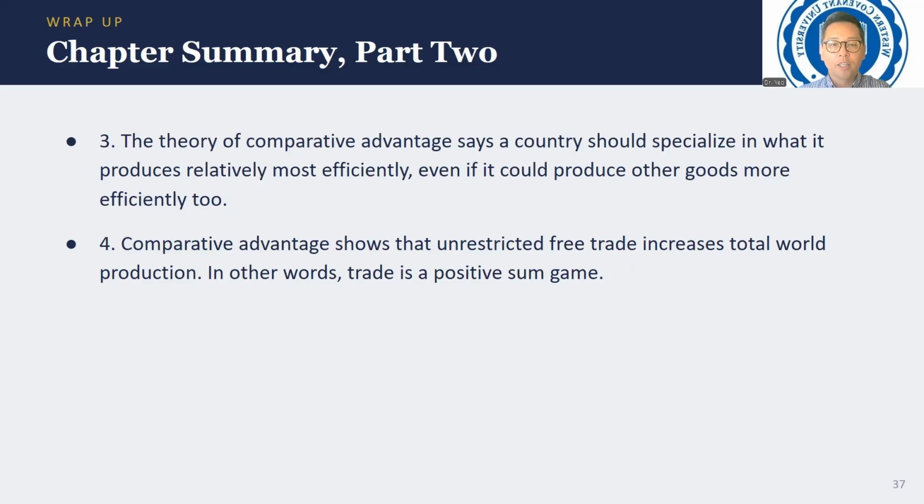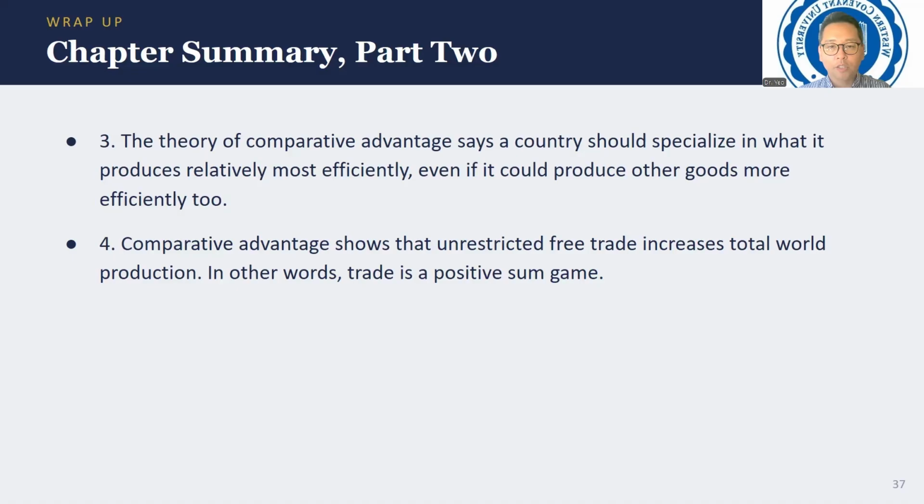Point 4, this leads to the central conclusion of the free trade argument. The theory of comparative advantage shows that unrestricted free trade increases total world production. In other words, trade is a positive sum game, not a zero-sum game.